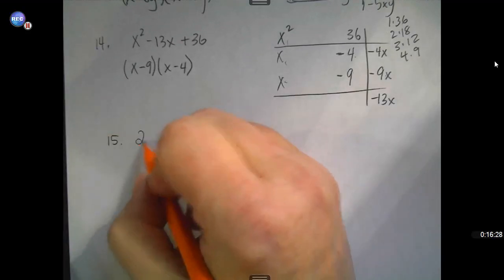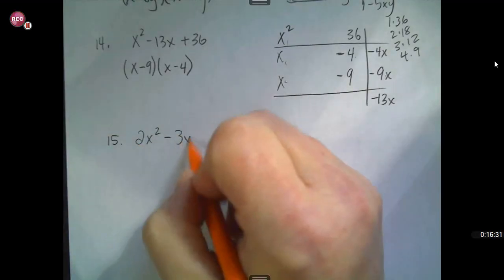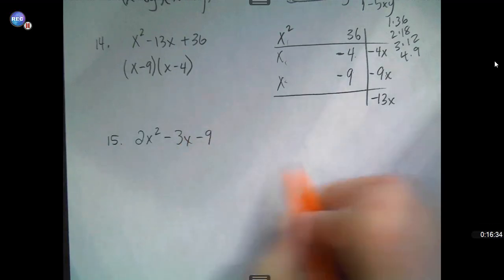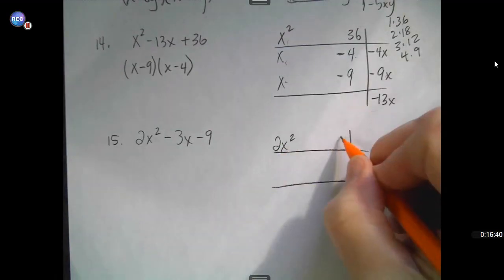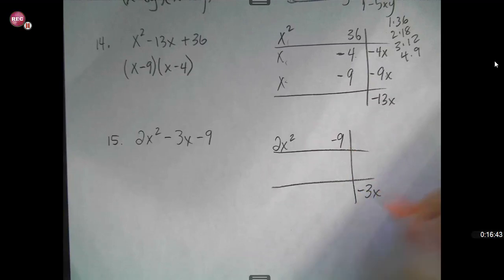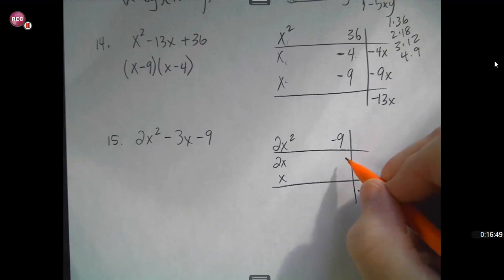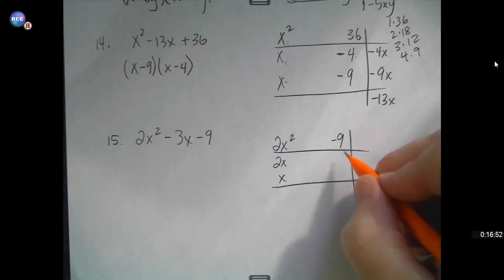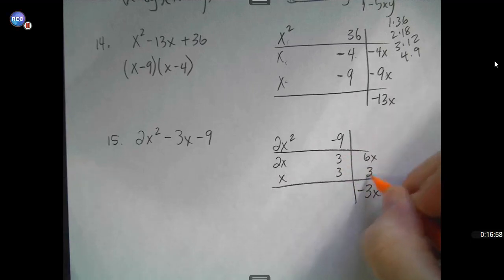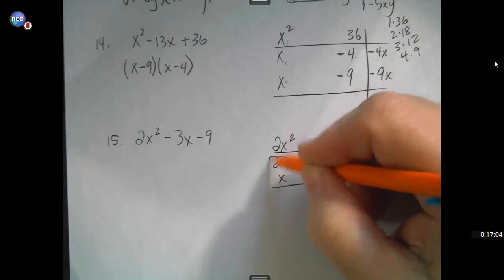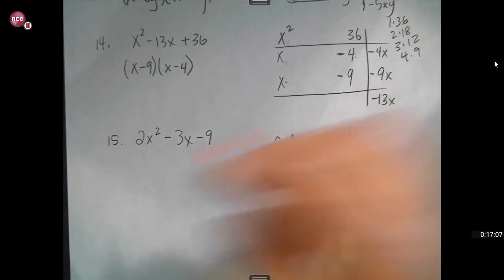Number 15, 2x squared minus 3x minus 9. No greatest common factor. So 2x squared, minus 9, minus 3x, 2x and x. Let's see, is it going to be 3 and 3? I think so. I think it's going to be 3 and 3. So 6x, 3x. Yeah, I need the 6 negative. So then 2x plus 3 times the quantity x minus 3.